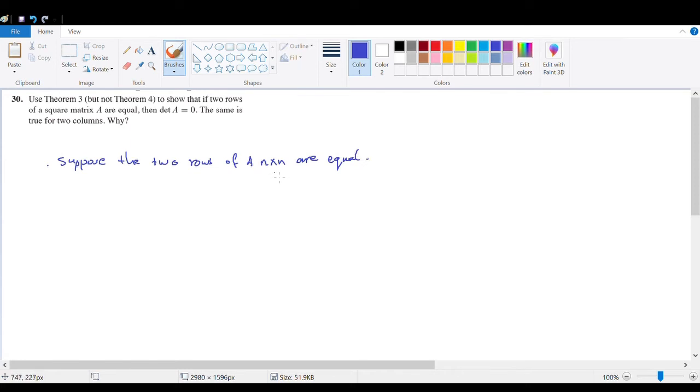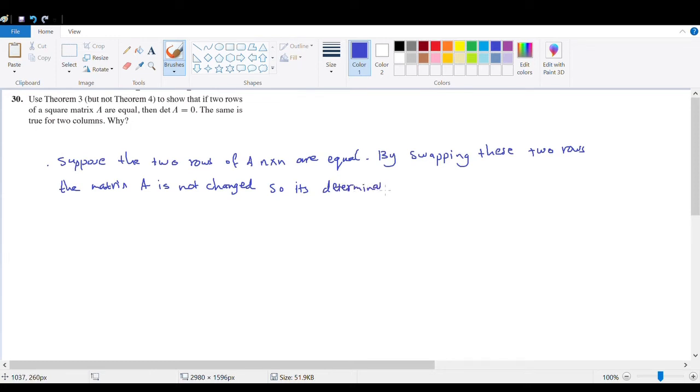Now, if we swap these two rows, the matrix A does not change, because swapping these two rows will not change the matrix A. By swapping these two rows, the matrix A does not change, because they are identical, they are equal. If we interchange these two rows, there is no change in the matrix A. So A does not change, so its determinant will be the same. It should not change.